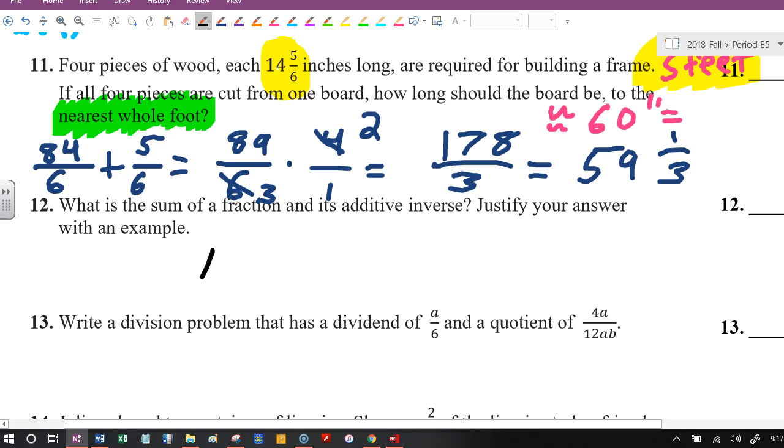Alright, so 14 and 5/6. How do you multiply that by 4 without turning it into an improper fraction?